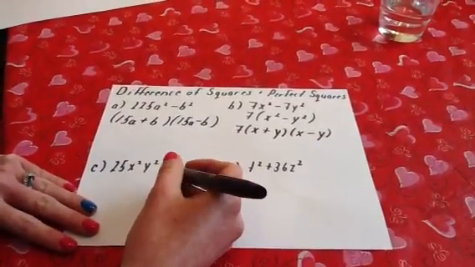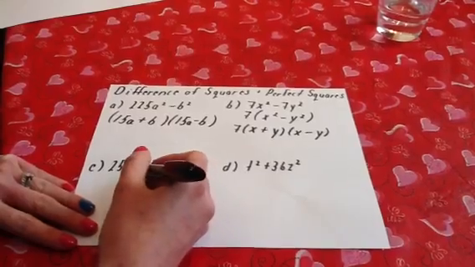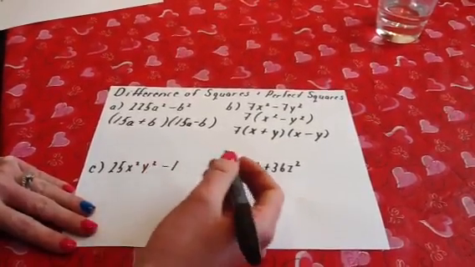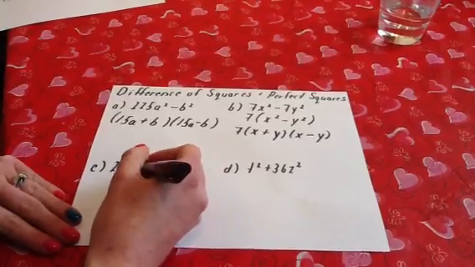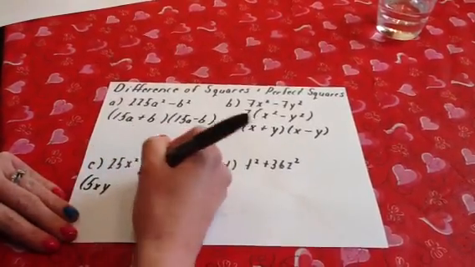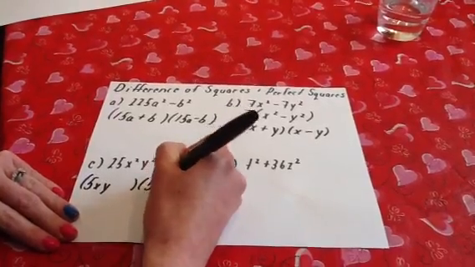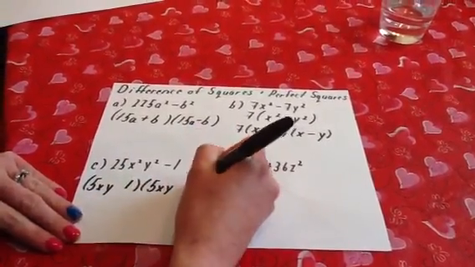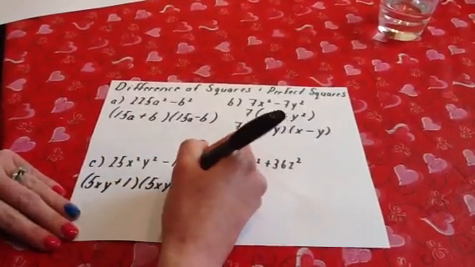Okay, c, 25x squared y squared is a perfect square, as well as 1, and we have that subtraction sign, so we're good to factor. So the square root of the first term is 5xy. So we'll put it in each, 5xy. And the square root of 1 is 1, and we put one plus and one minus.